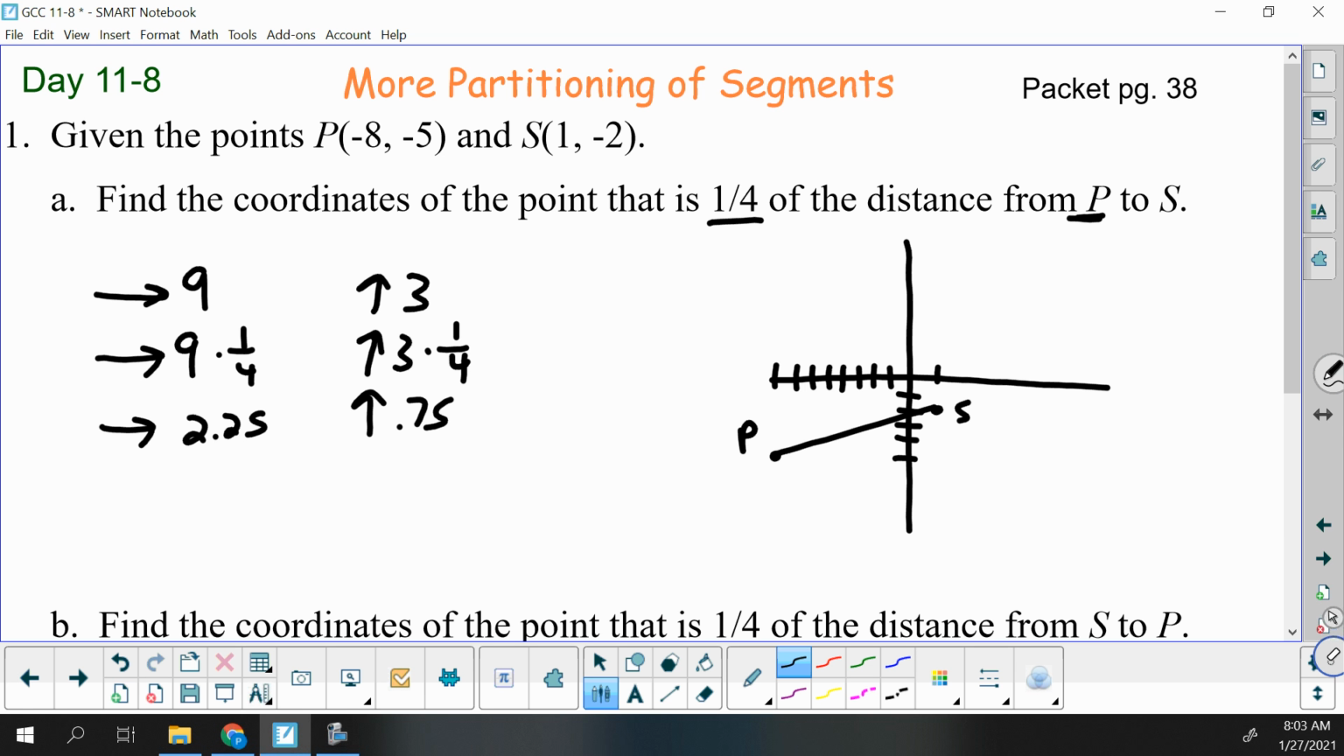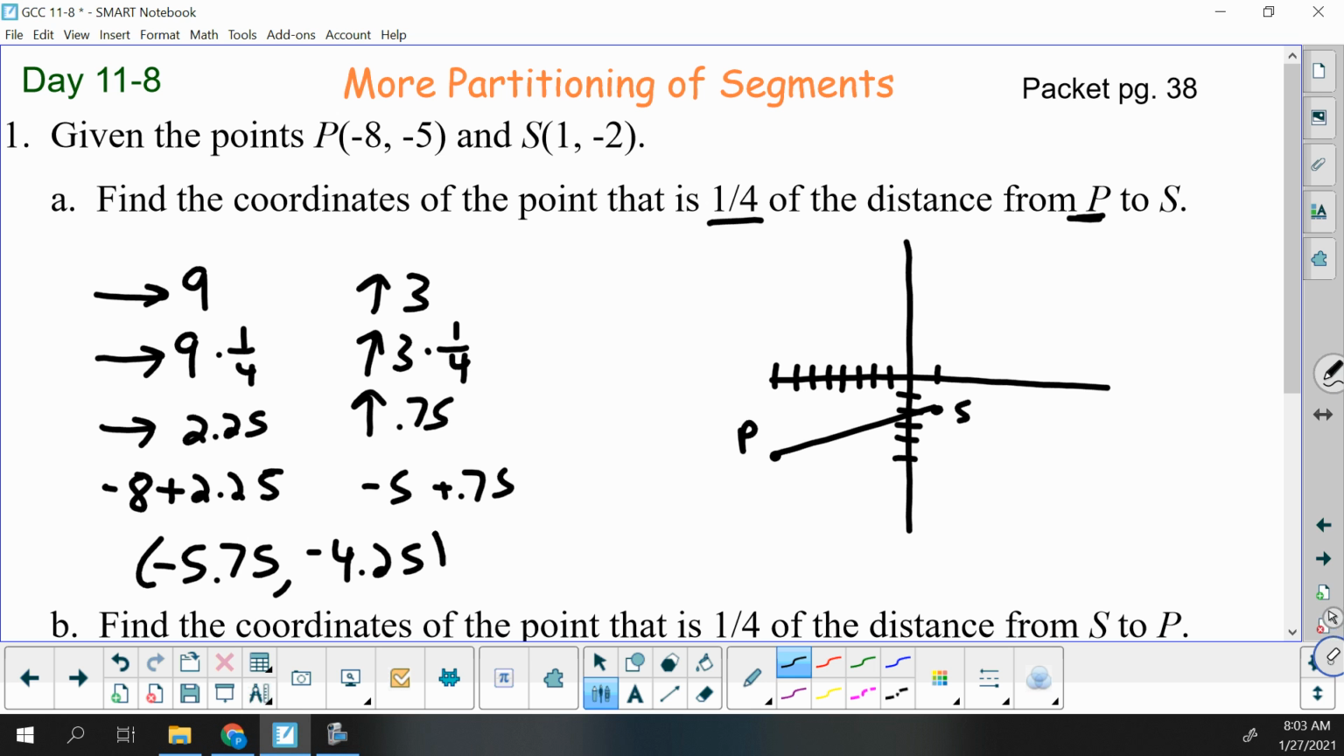So we were doing it from A. So A started with -8. If we're going right, we're adding. So -8 plus 2.25. Put that in the calculator, you get -5.75. Our y value, or sorry, I said A, P is what I meant. So from P, we started with -5. We're going up, so we're adding. When we add those, we get -4.25.